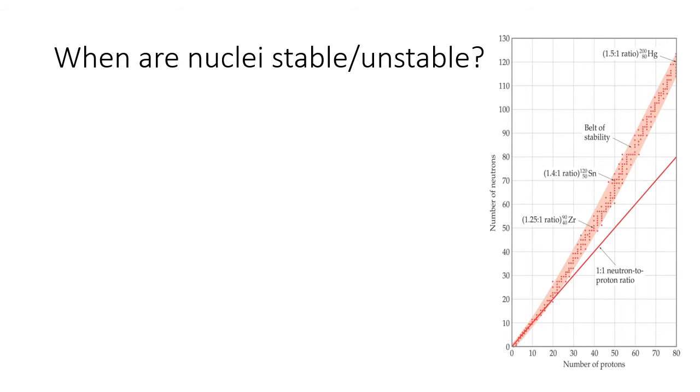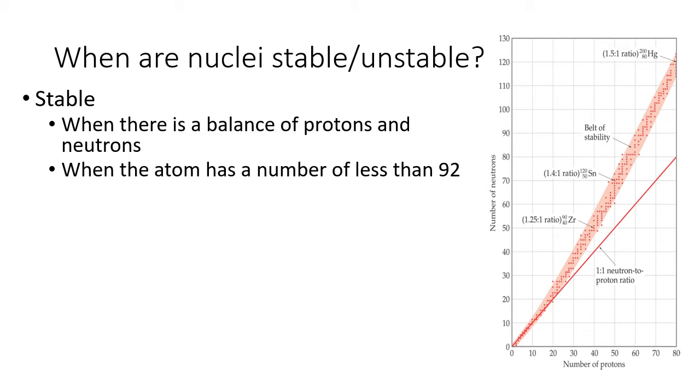So what makes an atom stable versus unstable? Well, it's a balance between the number of neutrons and number of protons in an atom. It's not a perfect one-to-one ratio, but it is a balance between those two. If the atom has an atomic number of less than 92, then it won't undergo alpha decay.